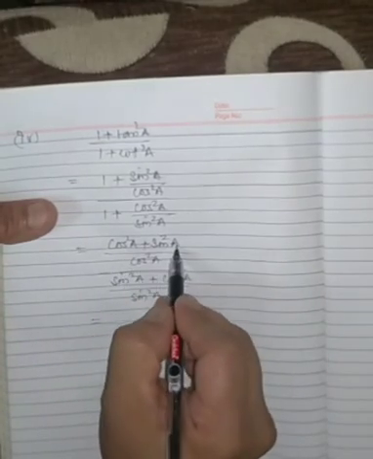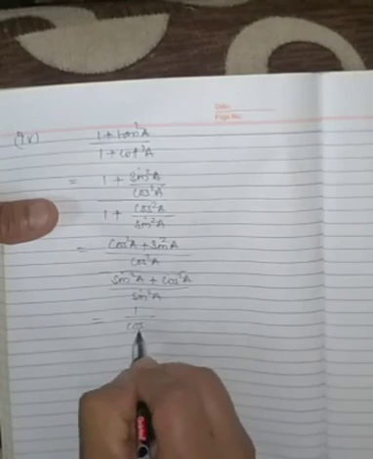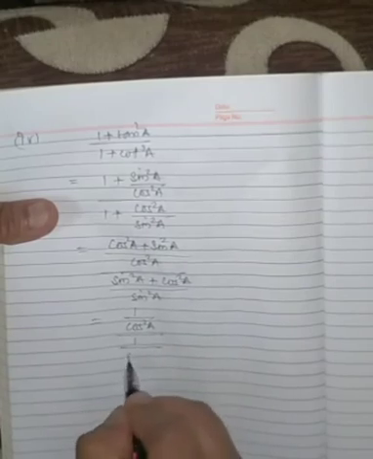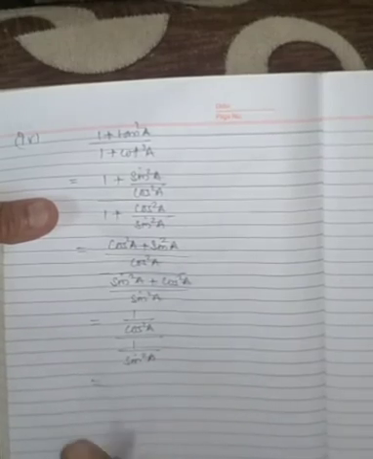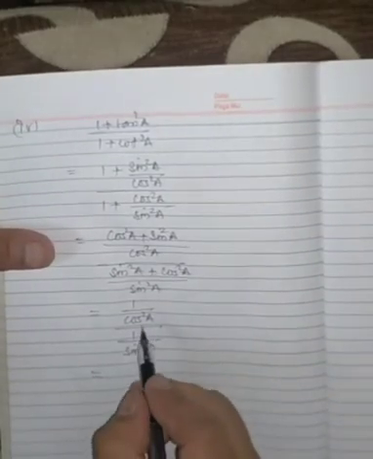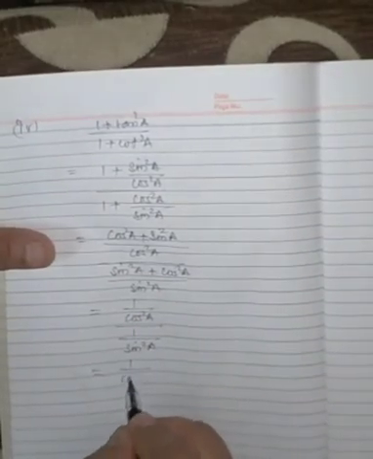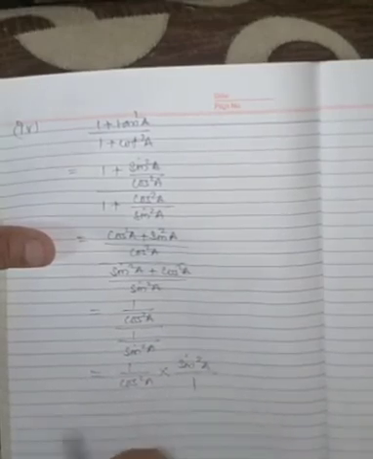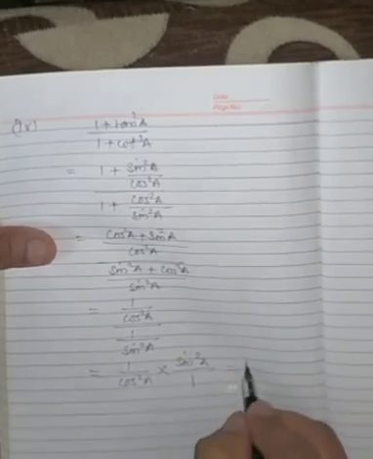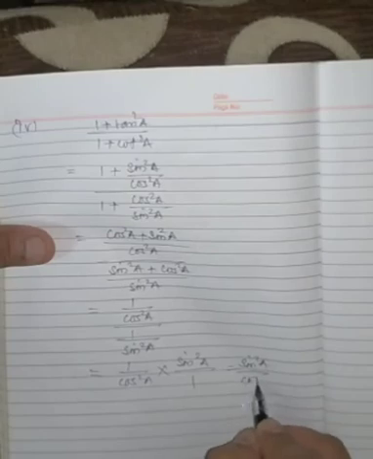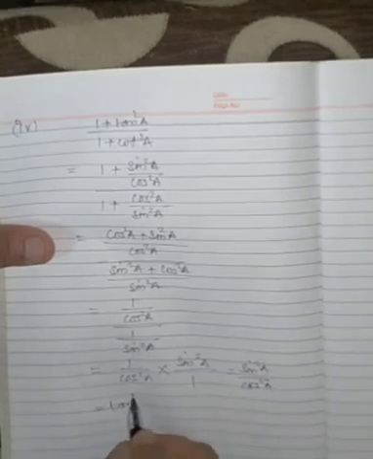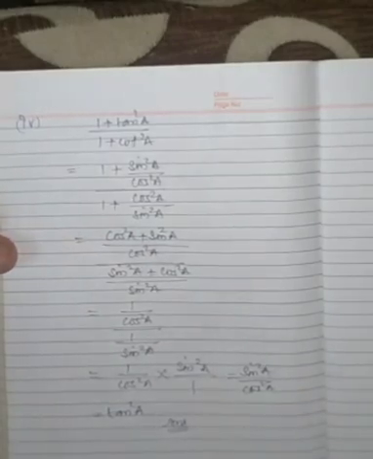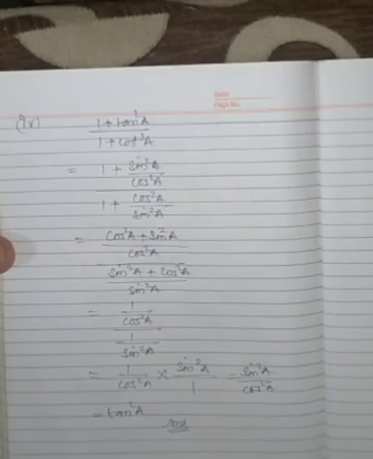Now cos square A plus sin square A is equal to 1, so it is 1 upon cos square A, upon sin square A plus cos square A also equal to 1 upon sin square A. That is equal to 1 upon cos square A into, by reciprocal, sin square A upon 1, which is equal to sin square A upon cos square A, that is equal to tan square A, which is your answer. So these are the 4 multiple choice questions with their answers.